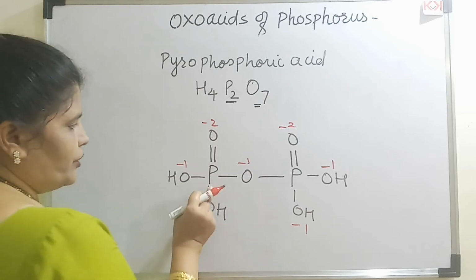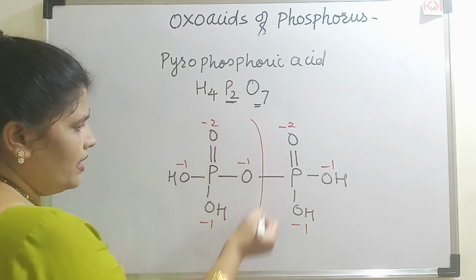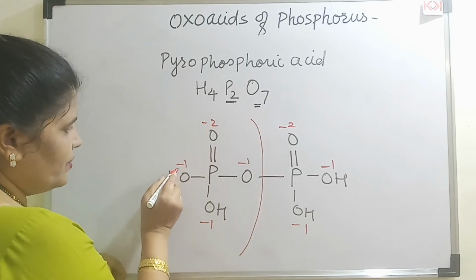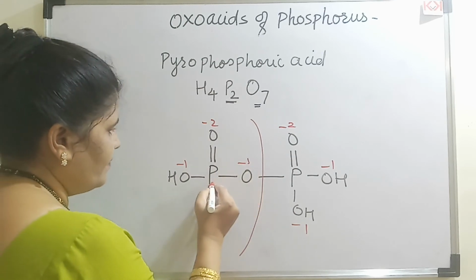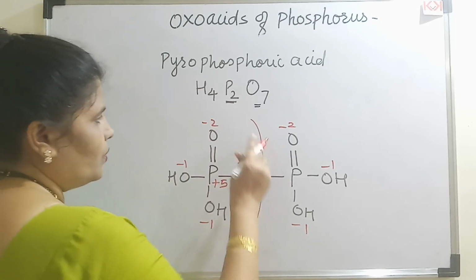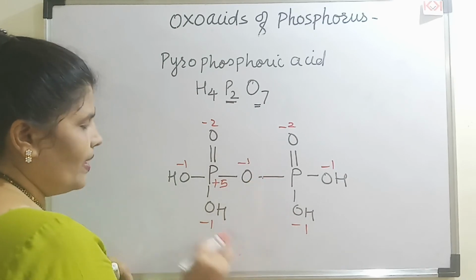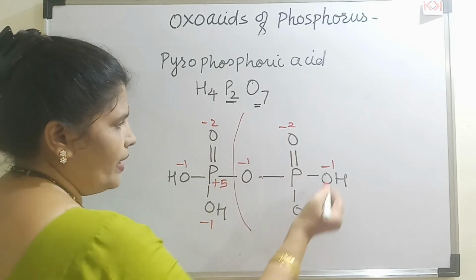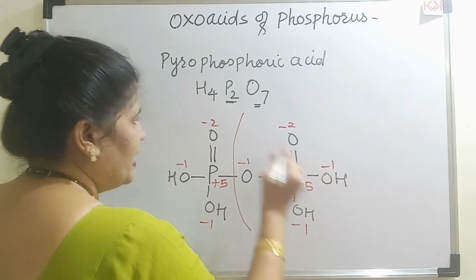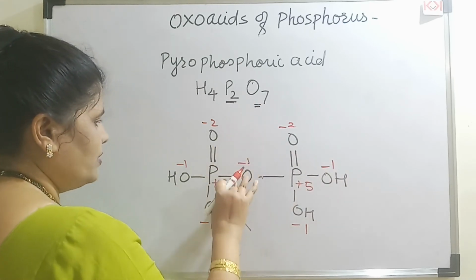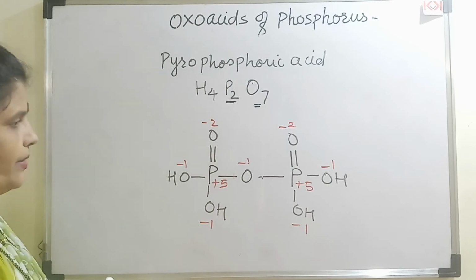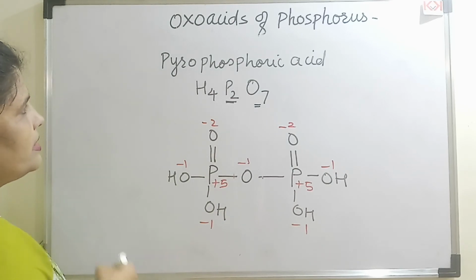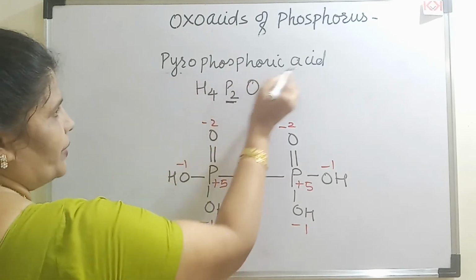Can you assign the oxidation number on phosphorus now? It is easy. So it will be -2, -3, -4, -5. So this is +5. The same on the other phosphorus, I will assign this in this way: -2, -3, -4 and -5. So this will be +5. So this is how you draw the structure. Very important to note here, student, that you could make out this is a pyrophosphoric acid.